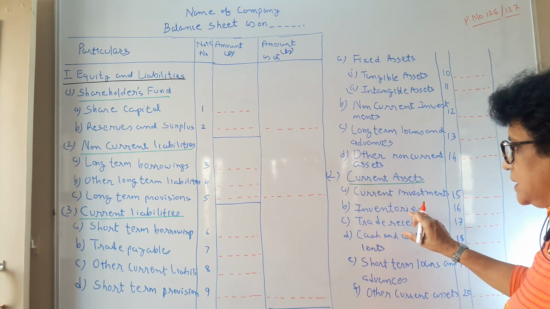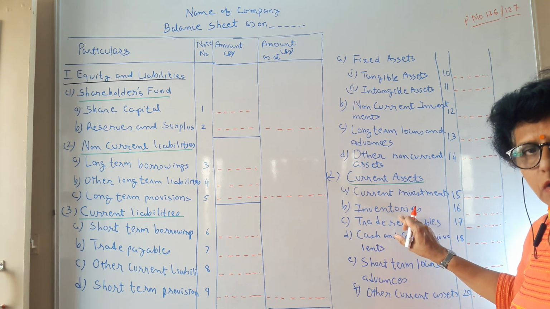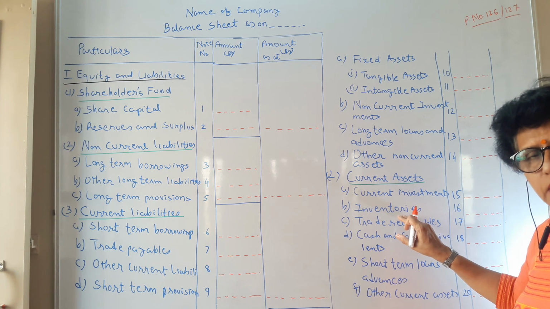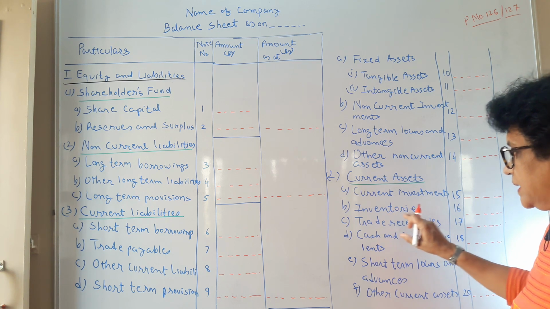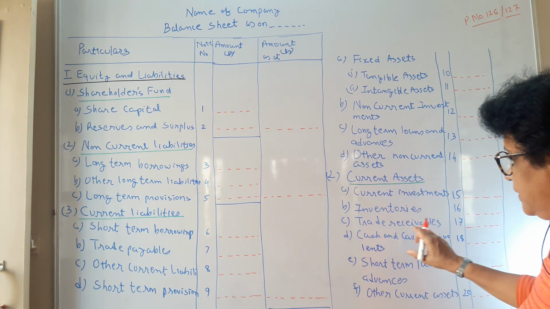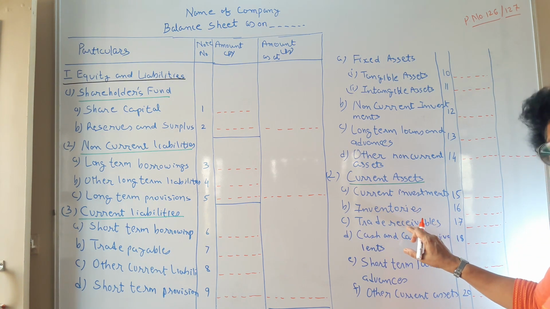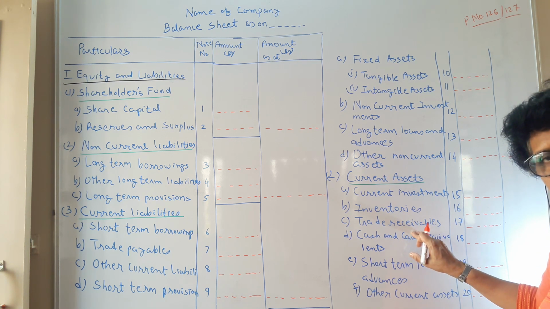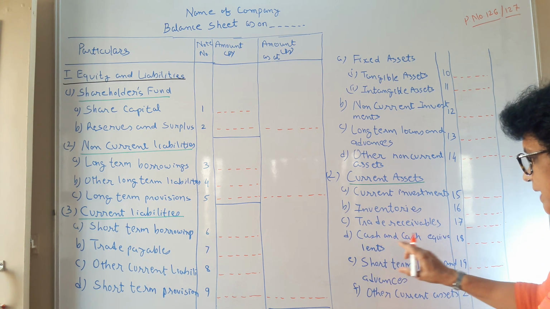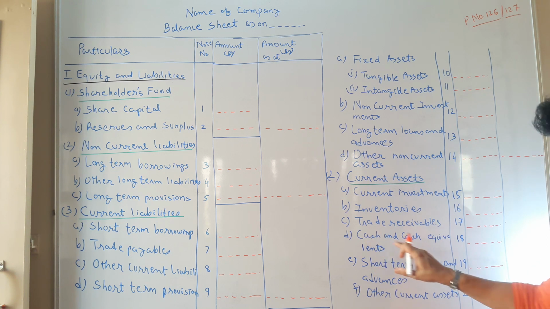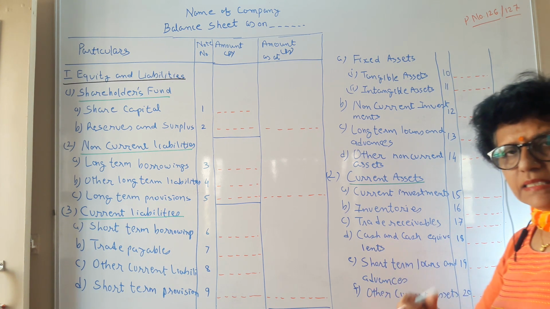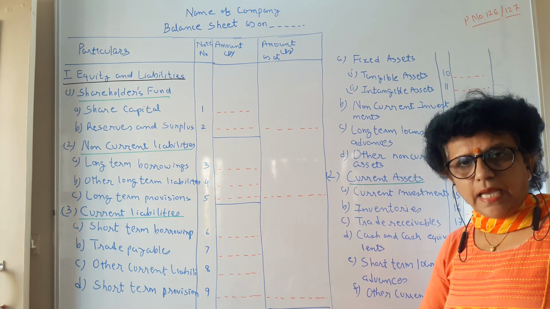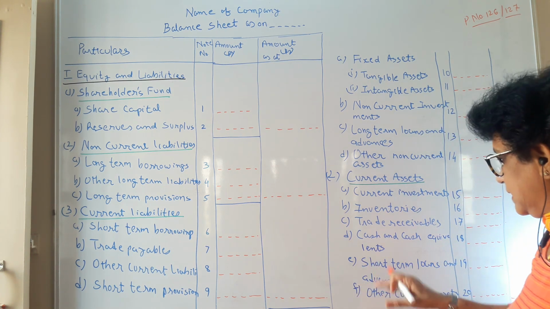The inventories means the stock, your raw material, your work in progress and your finished stock which is ready for the sale. That inventories you have. The trade receivables, that is your debtors and the bills receivables. Cash and equivalent, that is cash as well as the bank balance and anything which can easily be converted into cash, that sort of your assets.